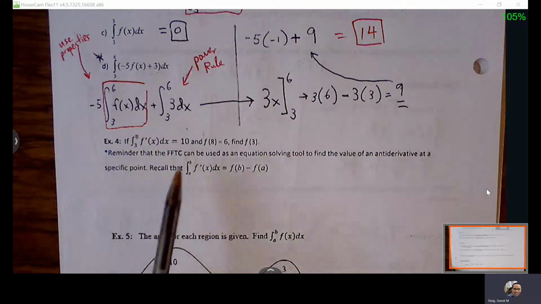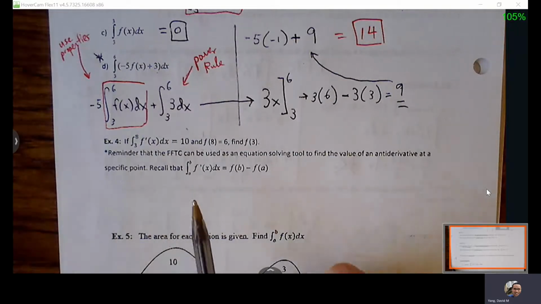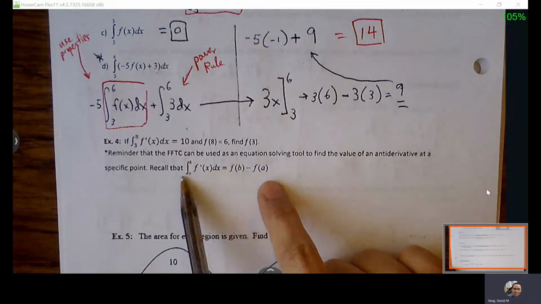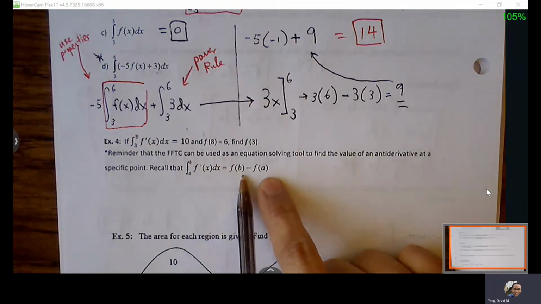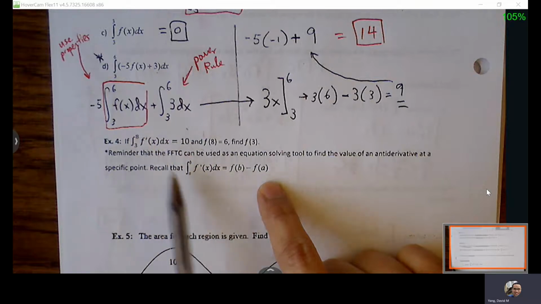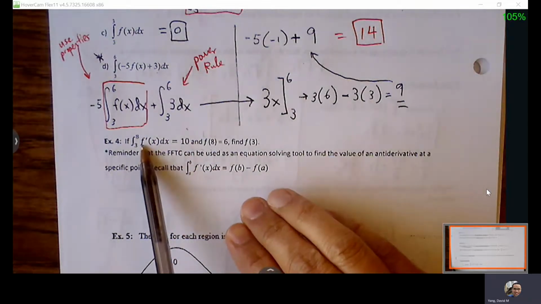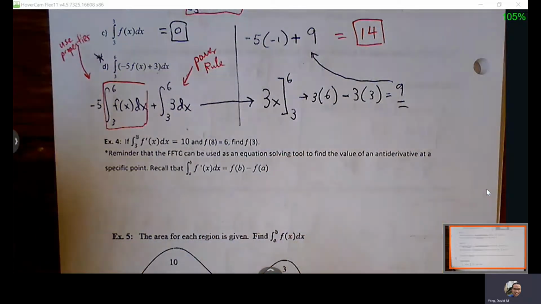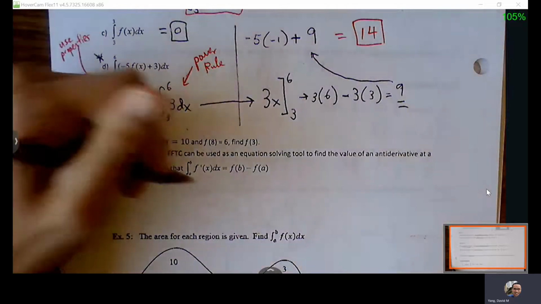Okay, there's a reminder that the first theorem can be used as an equation solving tool to find the value of an antiderivative at a specific point. So here's what we can recall. We know that integral of f prime from a to b, f prime will turn itself into f of b minus f of a. So let's just see if we can match that up and try to build this out into an equation form. And we can kind of see where the f of 8 and f of 3 can play a role in helping us solve what we need to find.